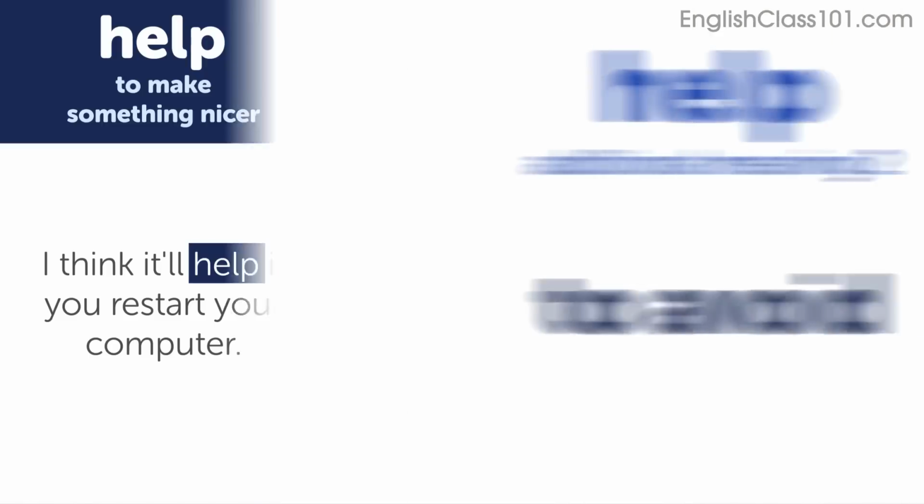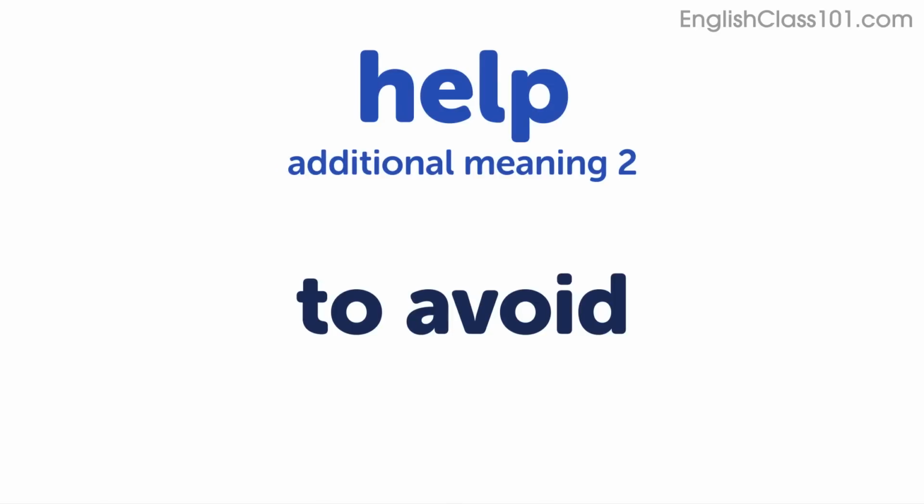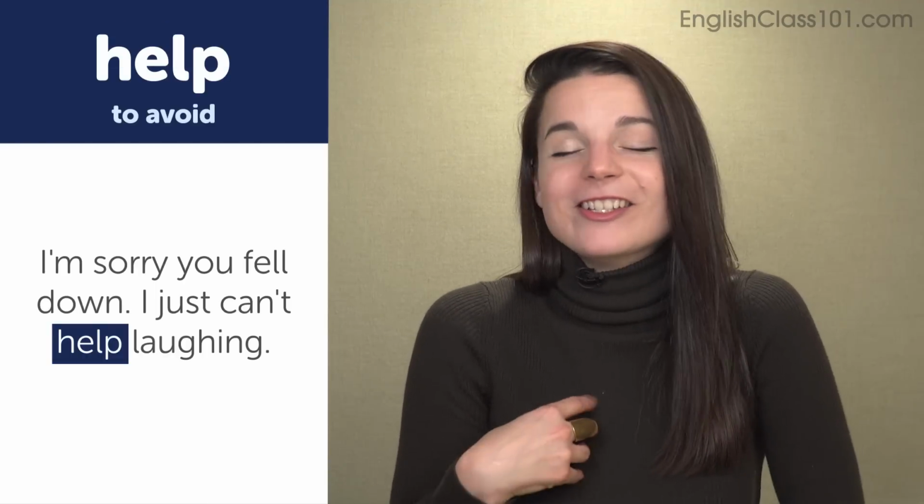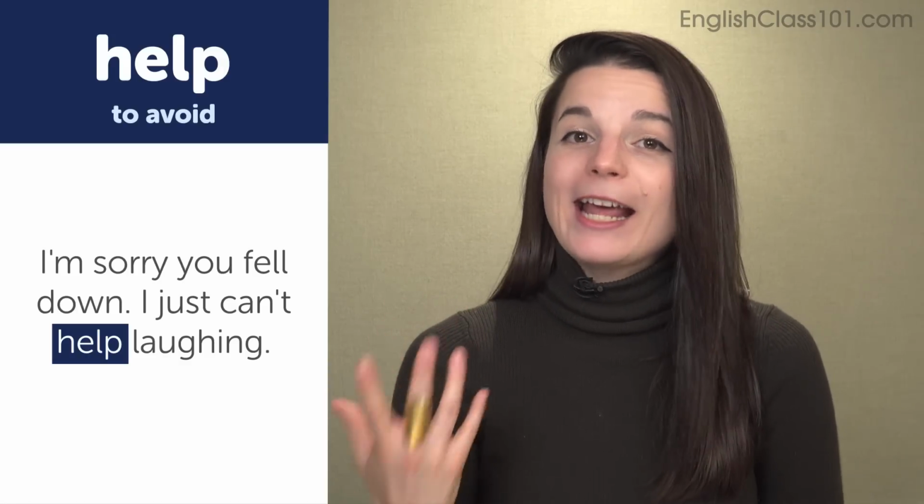The second meaning is to avoid something. So let's look at some examples. I'm sorry you fell down. I can't help laughing. I know, right? I can't help laughing. It means I can't avoid laughing. It's just not possible. I can't avoid laughing. It just comes out. I can't help laughing.